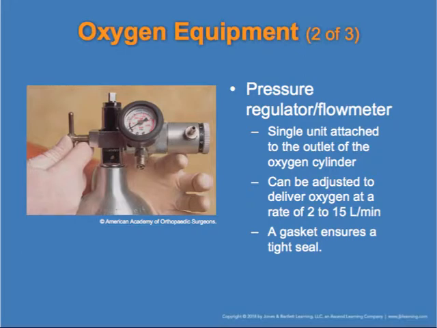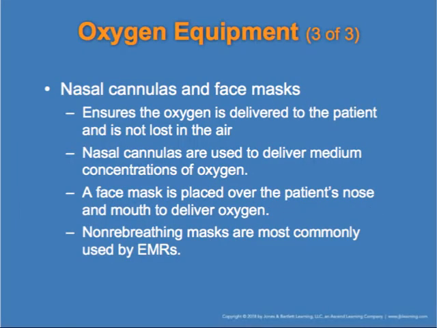It can be adjusted to deliver oxygen at a rate of 2 to 15 liters a minute, right? There's a big variant. And we're going to talk a lot about how much oxygen is appropriate to deliver and in what ways we need to deliver it. That gasket ensures a super tight seal, right? Nasal cannulas and face masks ensure the oxygen is delivered to the patient, not lost in the air.